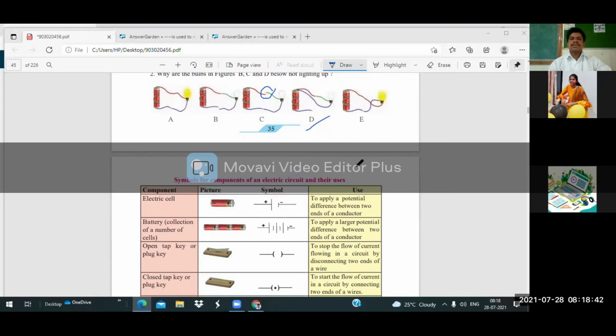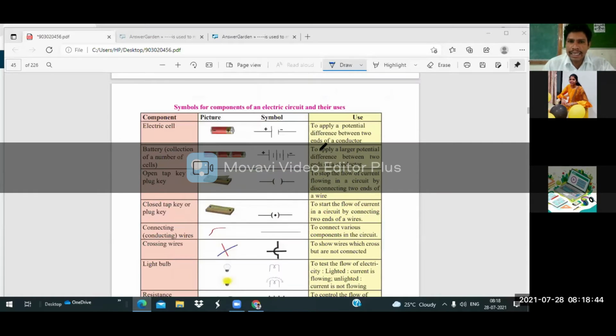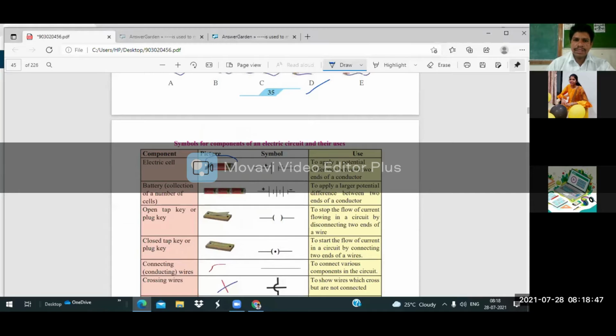Now we have to see here the symbols for components of an electric circuit and their uses. Generally we use this cell.